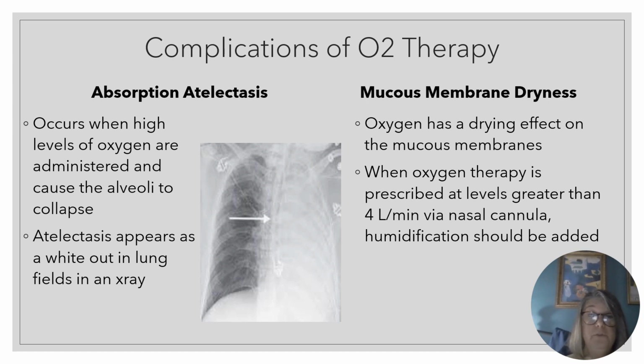All right, now we have absorption atelectasis here, and then mucous membrane dryness. These are complications of O2 therapy. So absorption atelectasis occurs when high levels of oxygen are administered and cause the alveoli to collapse. The high levels of oxygen dilute the nitrogen that normally prevents the alveoli from collapsing and replaces nitrogen with oxygen in the alveoli. The high level of oxygen causes the nitrogen to be washed out of the alveoli.